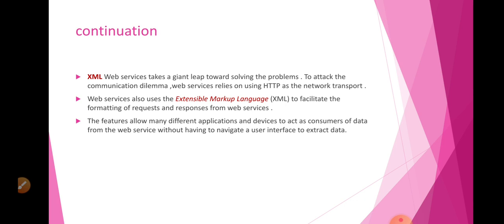To attack the communication dilemma: in our old version, there were some problems while communicating data between the client and the server due to a lack of protocols. Here we are using XML web services. The web service relies on using HTTP as the network transport. Which protocol is used for network transport in XML web services? HTTP. Next, web services also use XML to facilitate the formatting of requests and responses for web services.